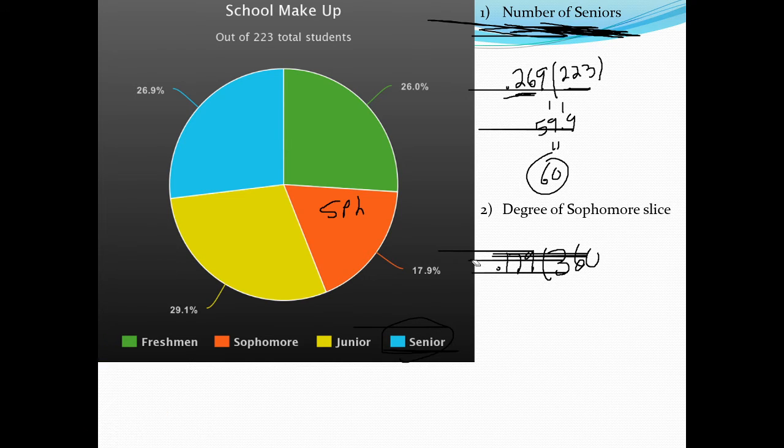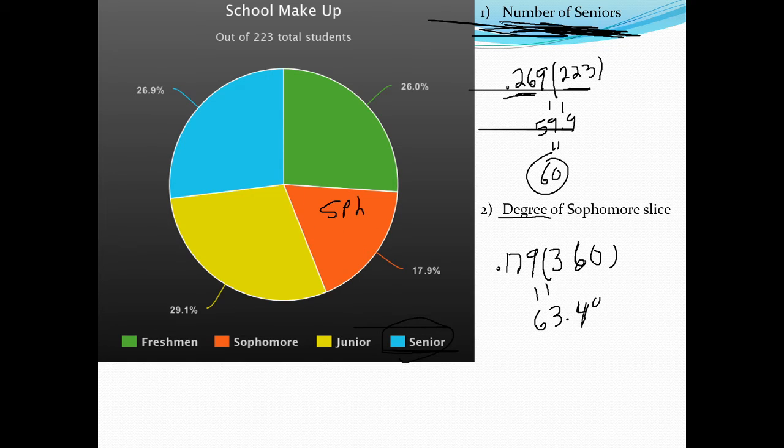That's just annoying, isn't it? Let's try that again. So 0.179 times 360. Okay. Again, the reason I'm multiplying by 360 in this case and not 223 is because this wants the degree of the slice, unlike here where it said the number of seniors. So again, read your questions very carefully so you know whether to multiply by 360 or by the total amount of data points you have. So this would be roughly 63.4 degrees if we round. 63.4 degrees would be the degree of that red slice there, and it looks to be roughly about 60 or so degrees. So that seems to be a pretty accurate slice there.